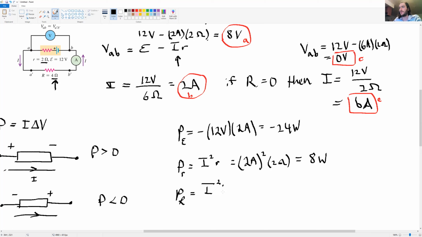looks the same, I squared times capital R. And the current is the same, it's still the 2 squared, but now it's times 4 instead of 2, so it's twice as much power dissipated, so 16 watts dissipated. And then if we take these 3 and we add them up, then what we end up with is 0 watts, therefore power balance is attained. And so that's parts D, E, F, and G. Are there any questions about those 4 parts?